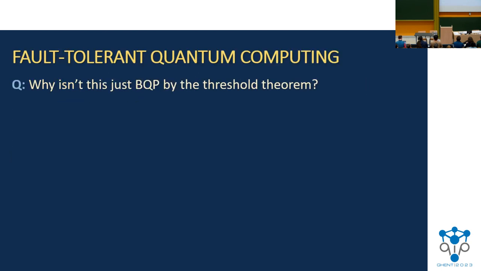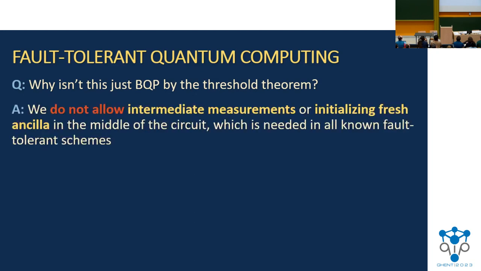I've already alluded to the answer to this, but you might be asking, why isn't this just BQP by the threshold theorem? The reason is that we've constrained the NISQ algorithm to not be able to initialize fresh ancilla in the middle and also not make partial measurements. This precludes all known fault-tolerant schemes.